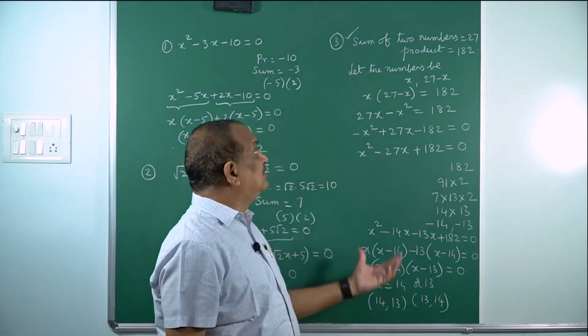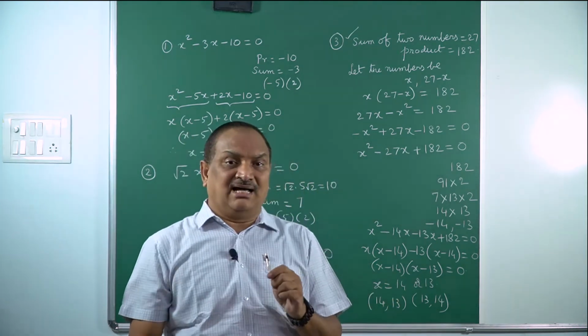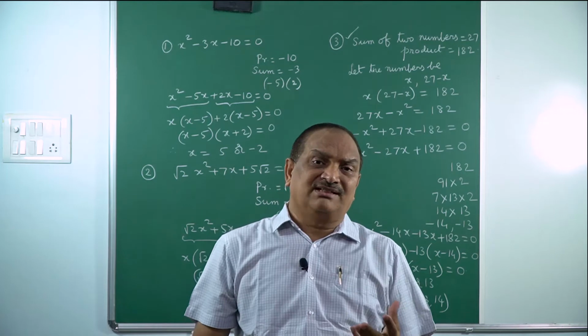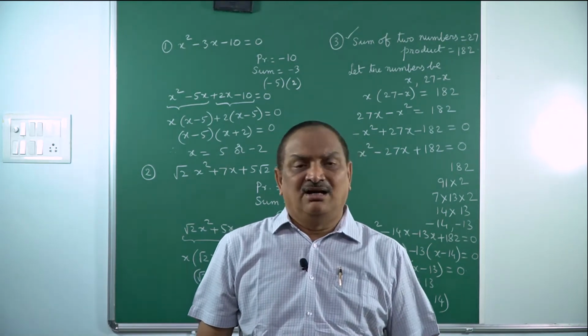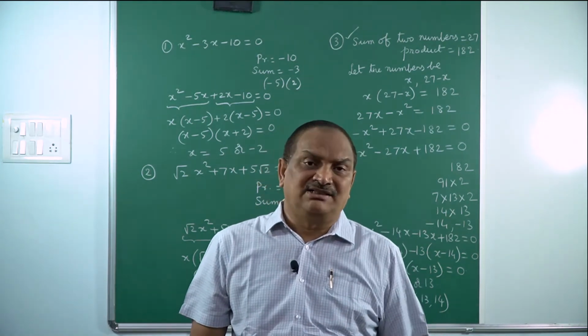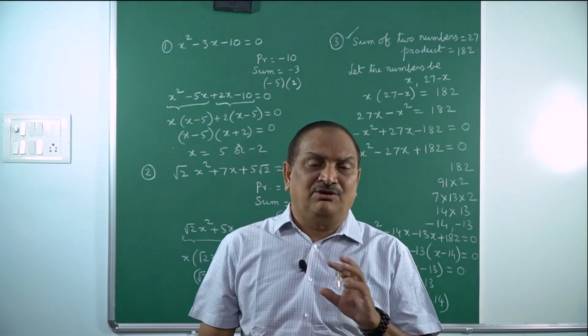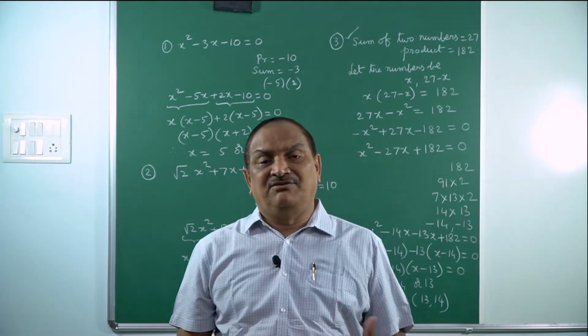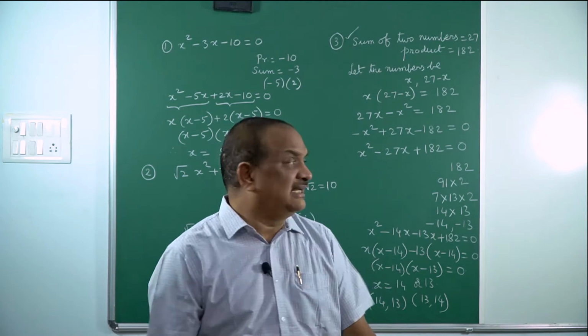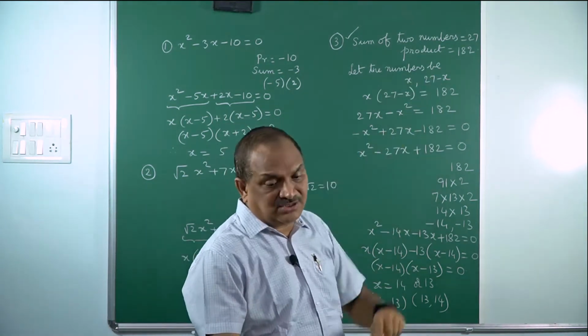And those are the numbers. The numbers can be: the first number 14 and the second one 13, or the first one 13 and the second one 14. Just check once. If you add them, you get 27, and if you multiply 14 times 13, you get 182.